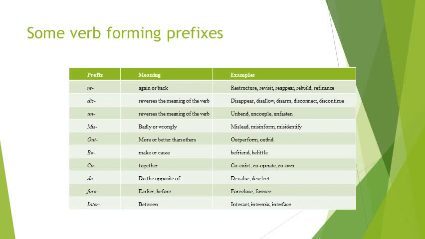DE means the opposite of. We have it occurring in words like devalue and deselect. We also have prefixes like FORE, which means earlier or before. We have it occurring in words like foreclose and foreclosure. And finally, we have INTER, it means between. We have it occurring in words like interact, intermix, and interface.